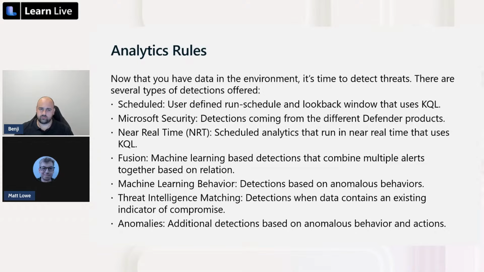We offer Fusion, which is machine learning that takes your detections and combines multiple alerts together based on similar information or relation. It takes information from multiple service sources, narrows down the essential information for the detection, and raises it to you as one consolidated incident that has all the information you're going to care about.